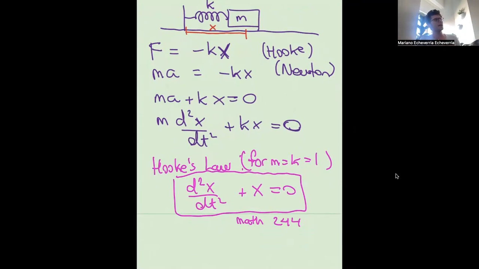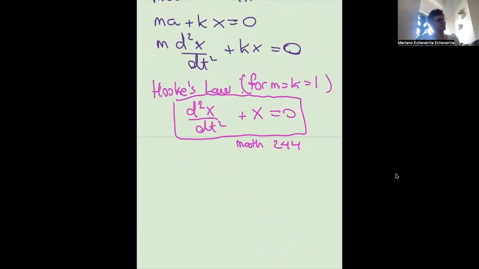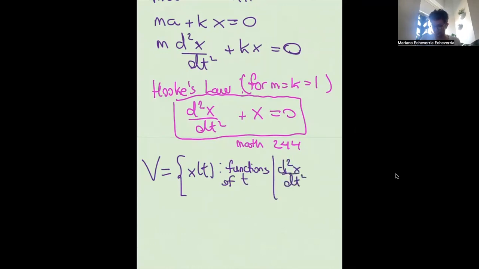So I don't know, again, if anyone has taken calculus here, but if you have thought about that before, let's define a set, which is the functions of time, functions of t, that satisfy the Hooke law. So where the second derivative of x plus the function itself gives you 0. So what's a function that's in here? Here's an example.